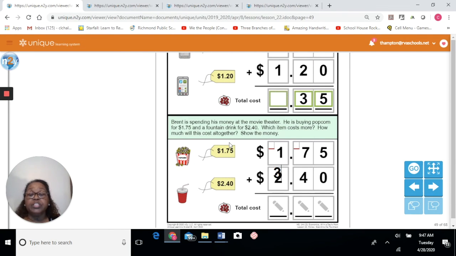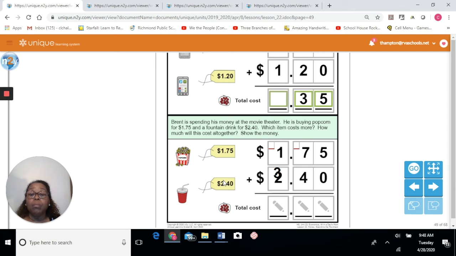Again, it says Brent is spending his money at the movie theater. He is buying popcorn for $1.75 and a fountain drink for $2.40. Which item costs more? So remember, we start all the way on the highest value, which for your numbers is going to be on the left side. And we have $1 on the left side and $2 on the left side. So we know that 2 is more than 1. The item that costs the most is the cup for $2.40.